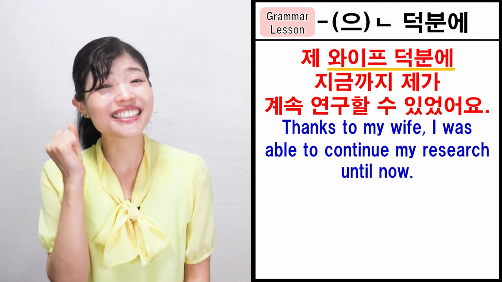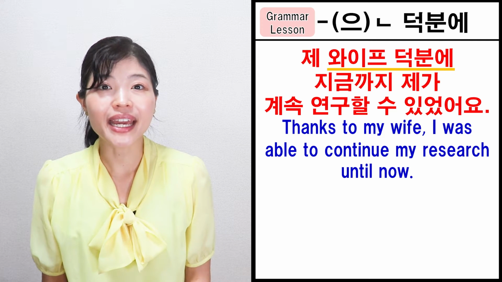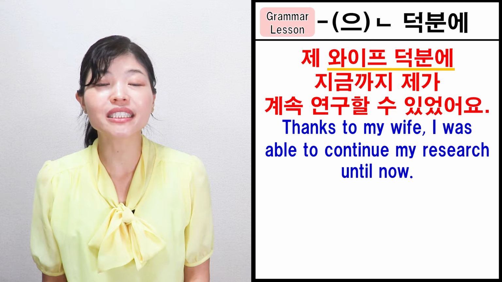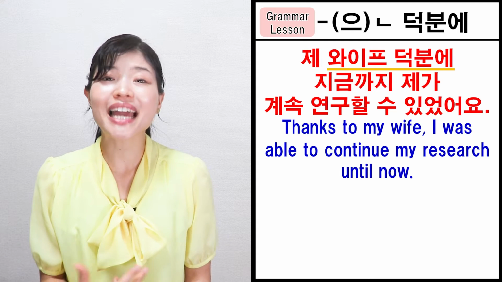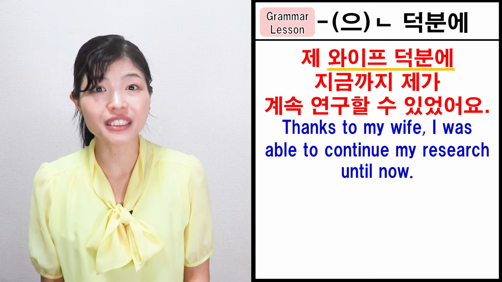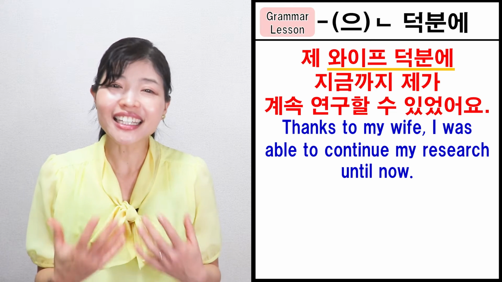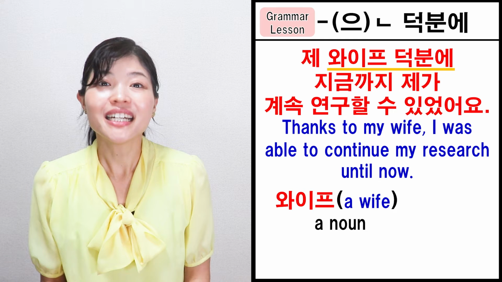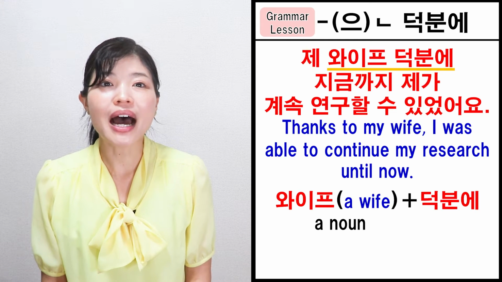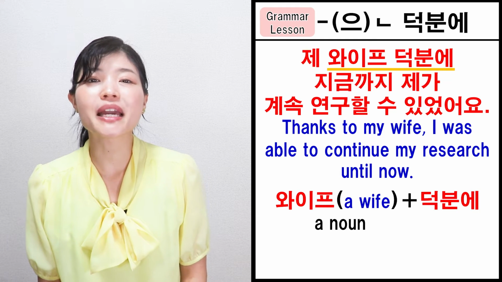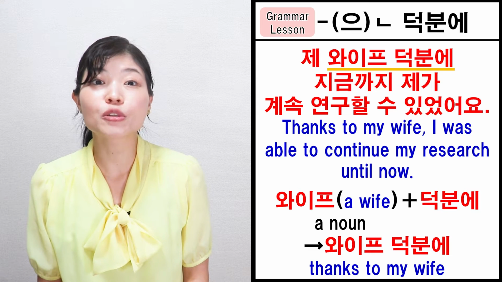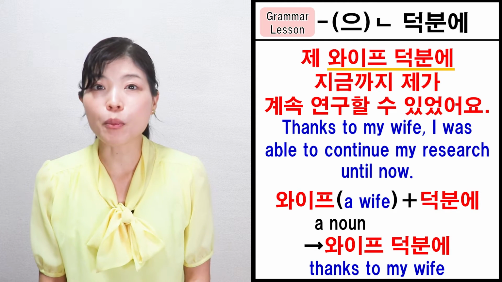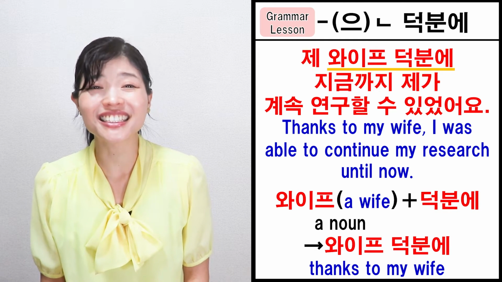Let's see the last example. 제 와이프 덕분에 지금까지 제가 계속 연구할 수 있었어요. Thanks to my wife, I was able to continue my research until now. It's such a comforting sentence. Here, wife means a wife. Since it is a noun, you add 덕분에 directly to make 와이프 덕분에, thanks to my wife. Please use 덕분에 often in your life like this sentence.